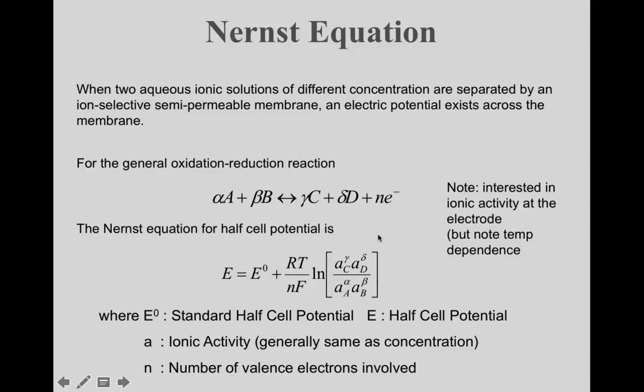Now, in this class, we're not going to get deeply into the chemistry of half-cell potentials and electrochemistry. So my goal in showing you this slide is not that you would memorize the Nernst equation, but that you would get an idea that basically what happens at the electrode is a function of the electrode material, which is where you get your half-cell potential. It's also a function of temperature. It's a function of the materials that are involved and their relative ionic concentrations, as well as the number of valence electrons, which is also a function of concentration. So the little a's are basically ionic activity, which is the same as concentration.